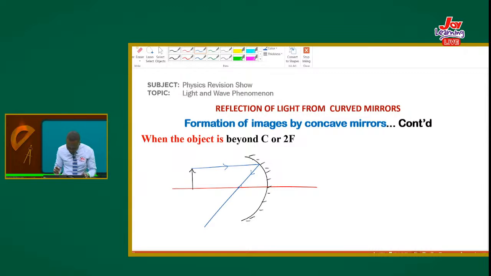But if I have a ray of light that is passing through C, so I should have C somewhere there, which I'll show. It should reflect back along the same path. So I have C here, or 2F, then I have F here. Where are the rays of light meeting? Here. So this is my image formed, which is I.